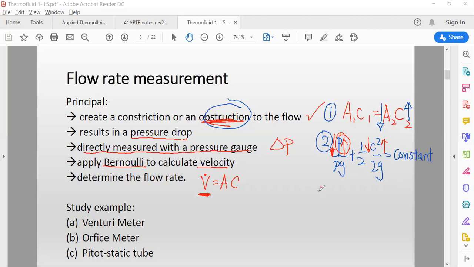So by measuring this pressure drop, we can then use our Bernoulli equation to calculate my velocity. Then finally, use my V dot equals AC to calculate my flow rate. So this is the general principle of flow rate measurement. The study examples will be these three: Venturi, Orifice, and pitot-static tube. We will try to cover the first two here today.